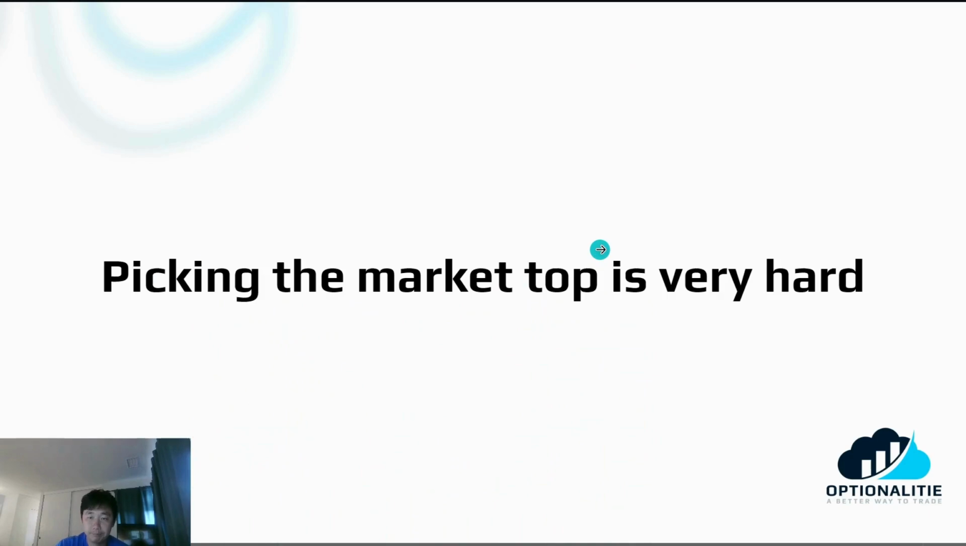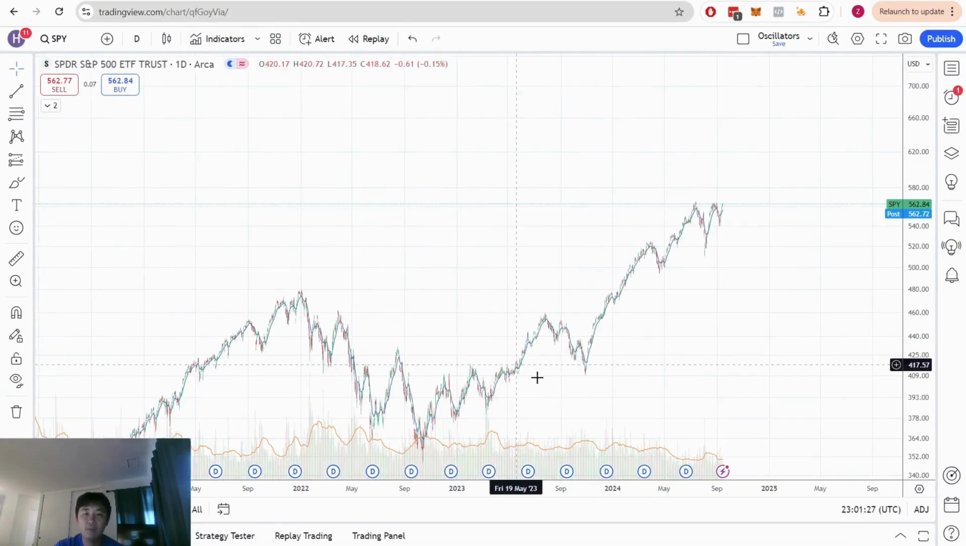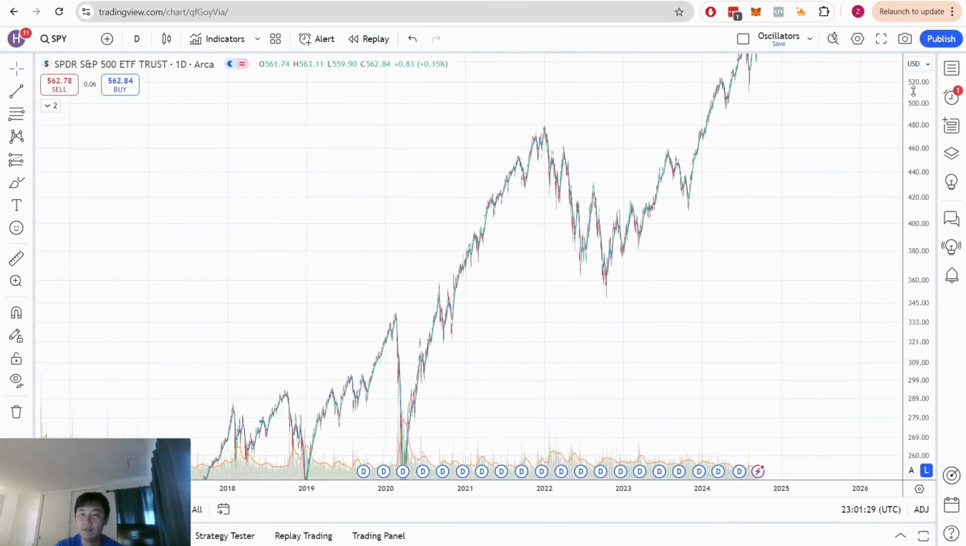Let's begin. So we've been in a bull market for a really long time. Picking the market top is extremely hard. And in fact, if you've been doing it, you've probably been getting crushed. This is a chart of SPY. And I mean, look at this.